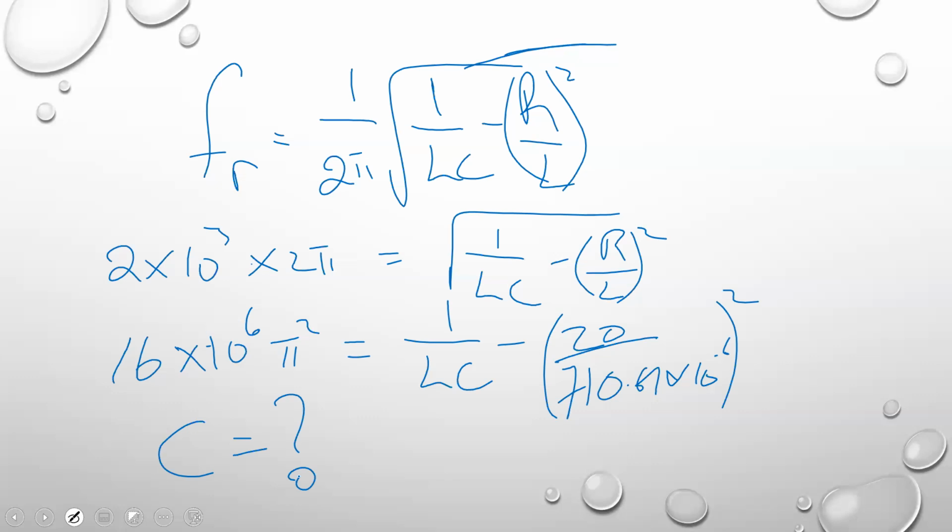Sir, how do you get 16 from right there? I don't know if I'm missing something. 2 times 2 is 4, and 4 times 4 is 16. Remember the square root is on the right-hand side, so I have to square both sides.